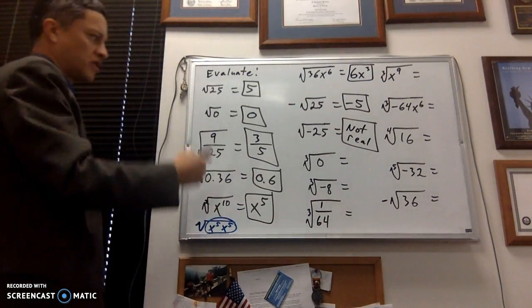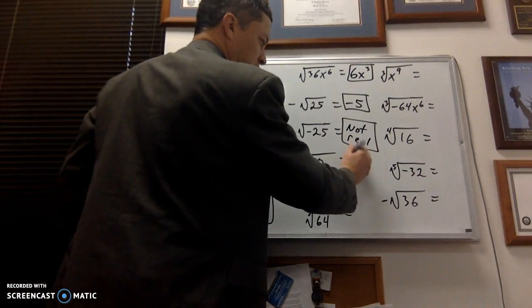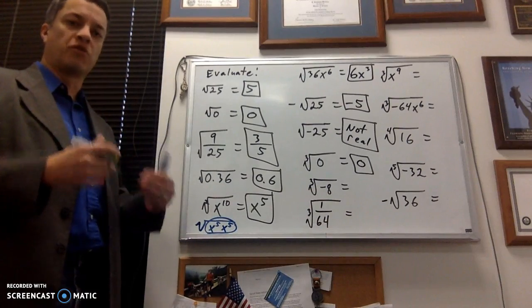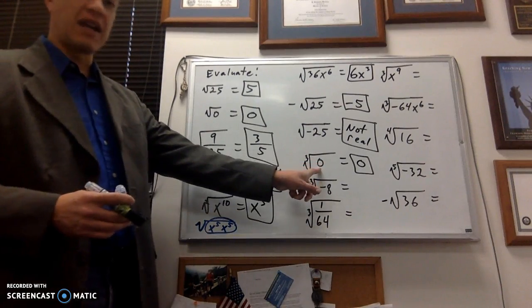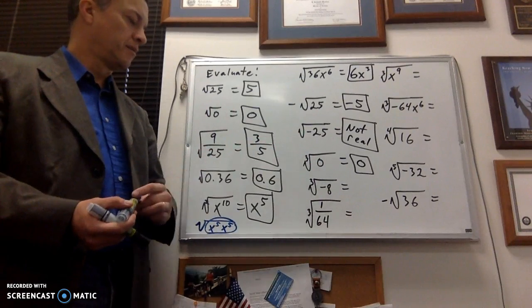The cube root of 0 is going to be the same thing as the square root of 0, it's still 0. Okay, so again, what we're looking at with the cube root is a number multiplied by itself 3 times to become this radicand. 0 times 0 times 0 is 0.